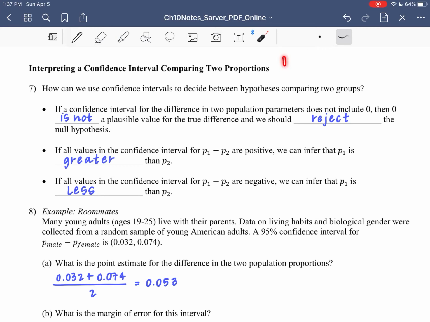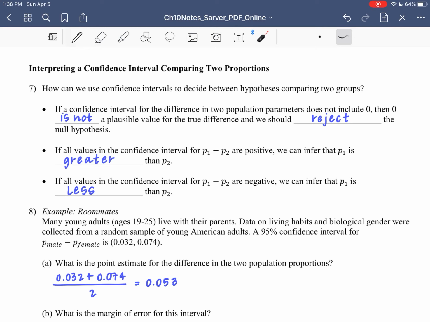difference. If P1 minus P2 equals 0 is not plausible, that also means it's not plausible that P1 and P2 are the same number, because the only way this difference is going to be equal to 0 is if these two are the same. So if the interval doesn't include 0, that means 0 is not a plausible value for the true difference. So that means we should reject the null hypothesis.